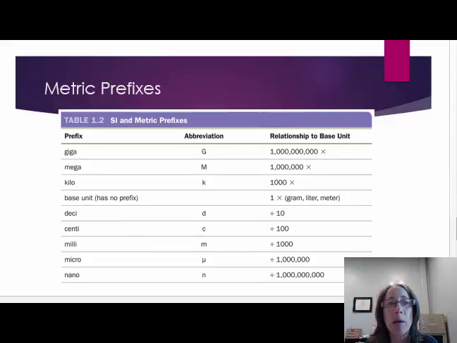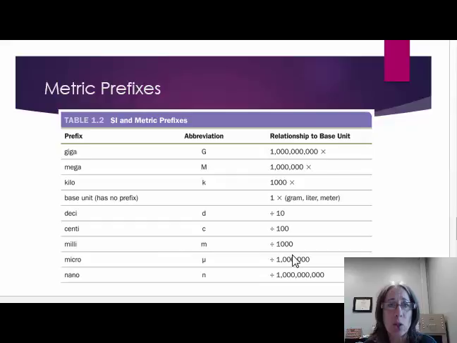Metric prefixes enable metric units to span a large range of magnitudes. Regardless of whether we measure mass, volume, length, or time, these prefixes always have the same meaning. Many of these prefixes are listed on table 1.2 of the text, which is displayed on this slide. Giga, symbolized by a capital letter G, always means 1 billion. Thus, a gigameter is 1 billion meters long. Milli, symbolized by lowercase letter m, always means 1,000th.